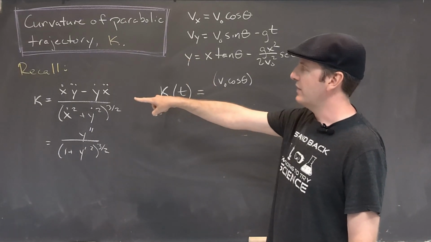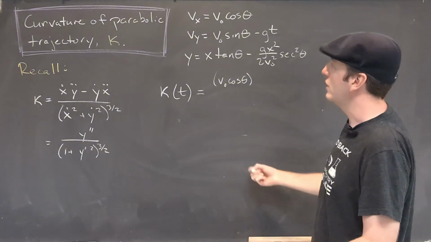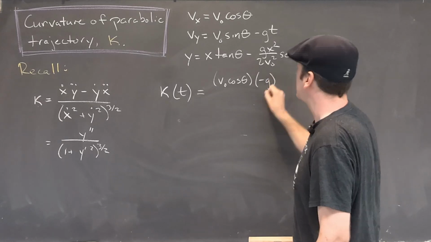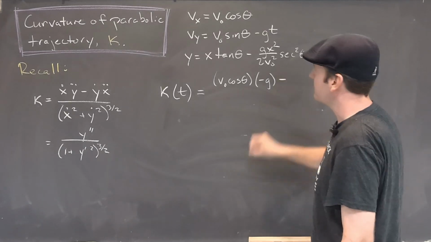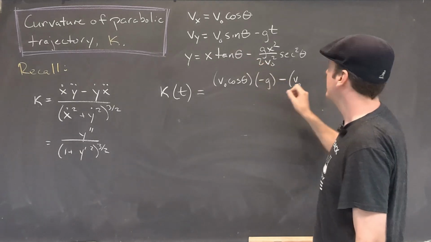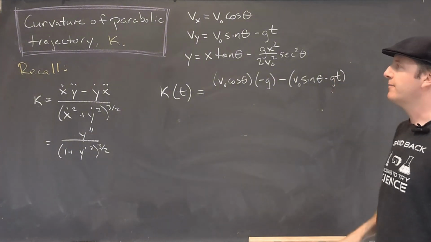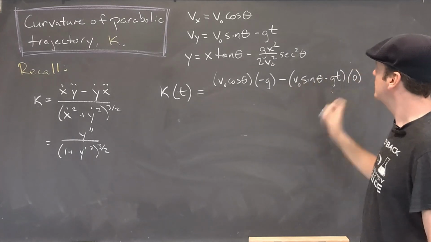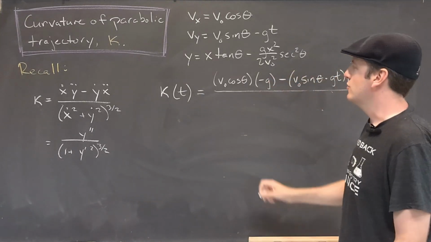The second derivative of y will be the acceleration in the y direction. Or if you want, take a time derivative of the y velocity. Either way, you'll get negative g. It's a constant. That's the whole idea behind the acceleration under the influence of gravity. The second term will involve v naught or vy, which has two terms to it now. But notice that x double dot is the acceleration in the x direction, and that's 0. So that term will just kind of go away. That's nice. The denominator is a little messier, but it's not so bad.